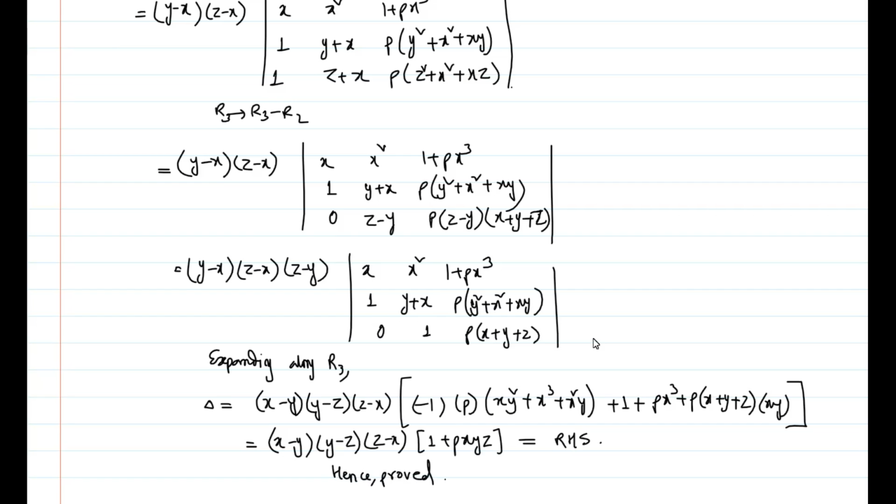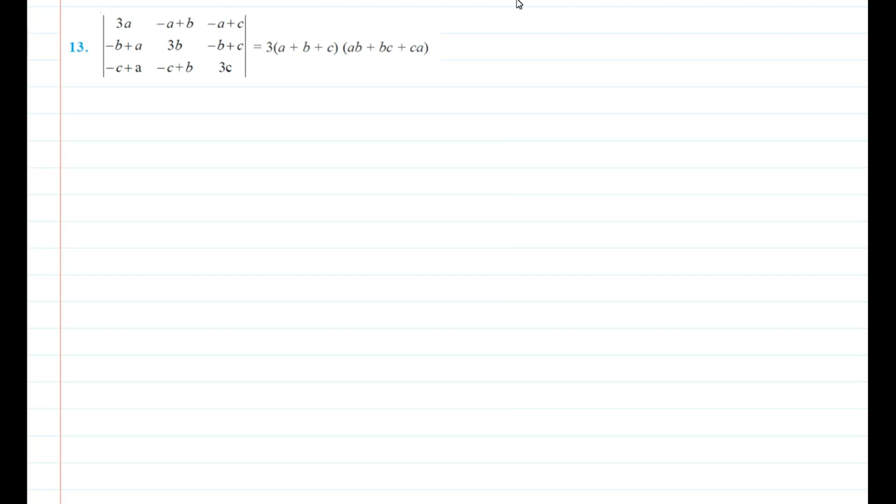Coming to the next question, question number 13. So once again a similar problem here, but a much trickier and easy one. We are assuming delta to be the given determinant. Now to solve it, we'll be applying a very simple trick. If you observe carefully, if we add the elements of column 1 to column 2 and column 3, you can see that I'll be getting a plus b plus c in the entire first column. This is what we will be making use of here.